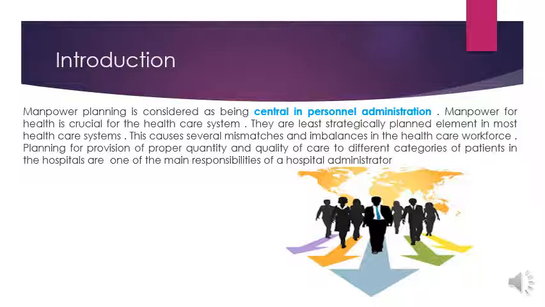This causes several mismatches and imbalances in the healthcare workforce. If the staff nurses are very few compared to the number of inpatients, there will be many mismatches and imbalances in the healthcare workforce. Planning for the provision of proper quality and quantity of care to different categories of patients in the hospitals is one of the main responsibilities of a hospital administrator. So it is the main role of the hospital administrator to plan and provide proper manpower for providing quality and quantity care to the patients who come to that hospital.